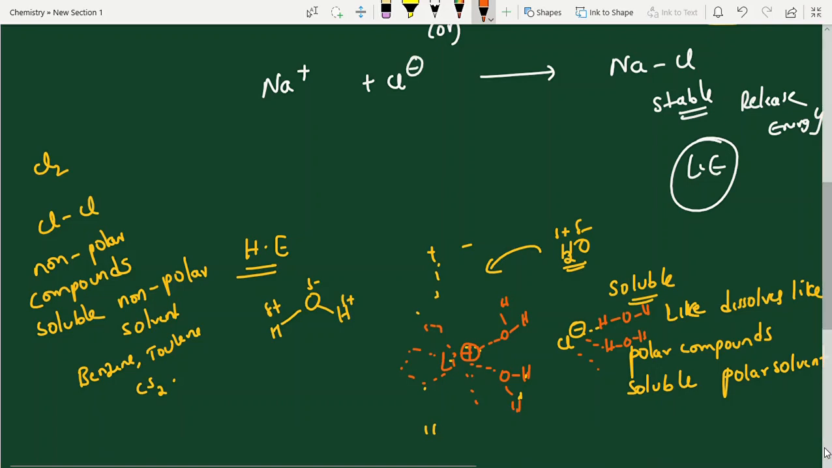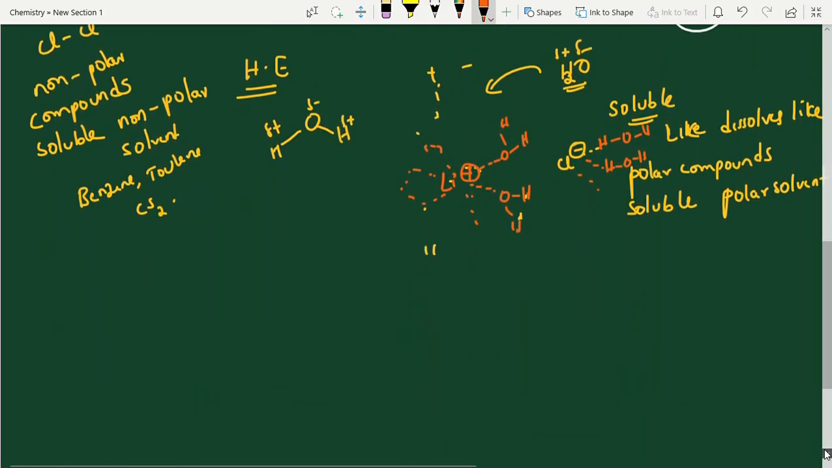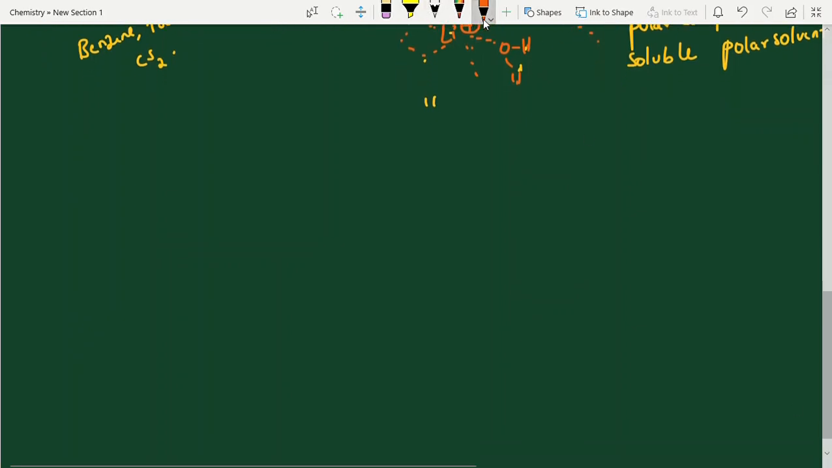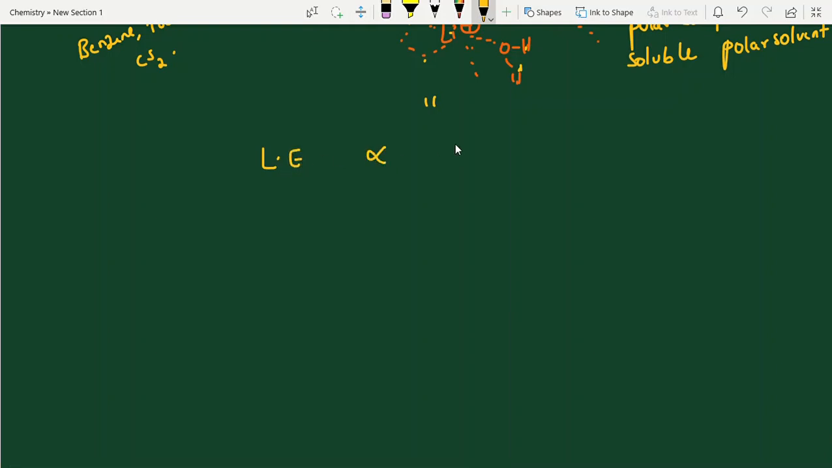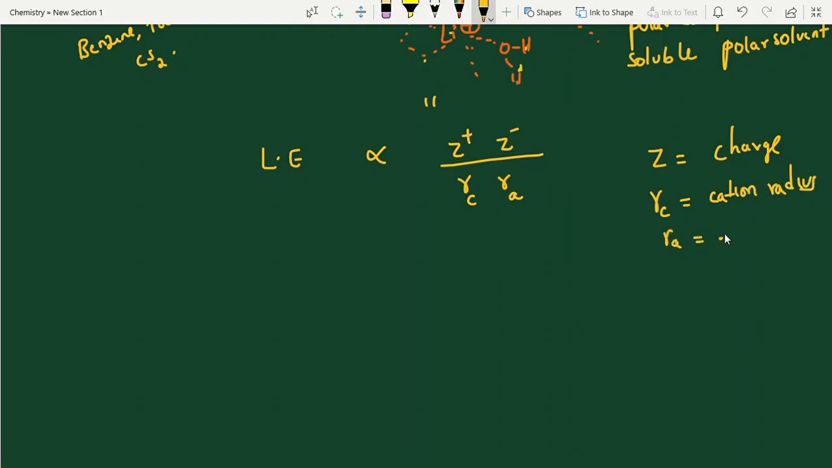Now, within seconds, how to give answers in competitive exams, we can focus more. Now lattice energy and hydration energy. Lattice energy is directly proportional to the charge of cation and charge of anion, and inversely proportional to the radius of cation and radius of anion. See students, Z equals charge, RC is cation radius, RA is anion radius. Here, see, charge is the dominating one.